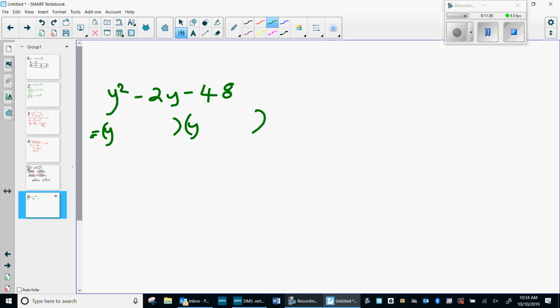And then I think, okay, what can go into 48 and add to give me negative 2? I thought of 1 and 48, which didn't work, 2 and 24, which didn't work, and then 8 and 6. That would give me 48 and the 2. So then I did plus 6 and minus 8, because if I times these two, it would give me negative 48, and if I add them, it gives negative 2. Awesome.